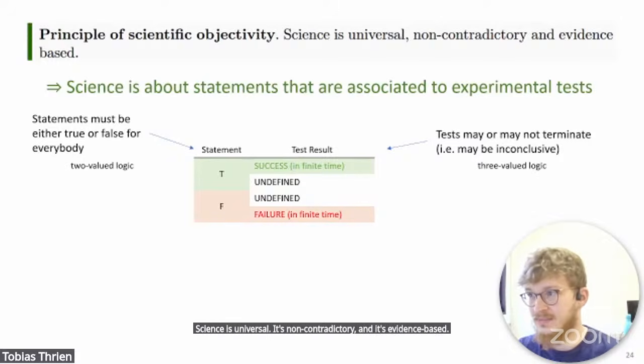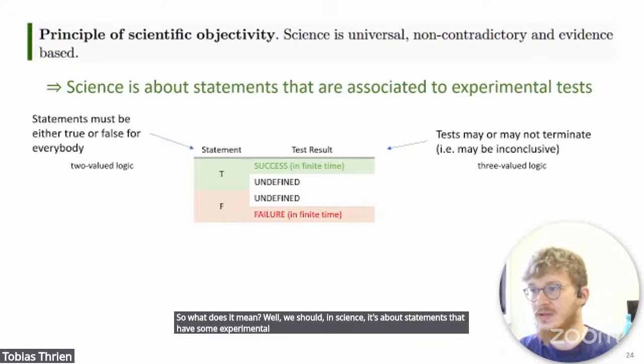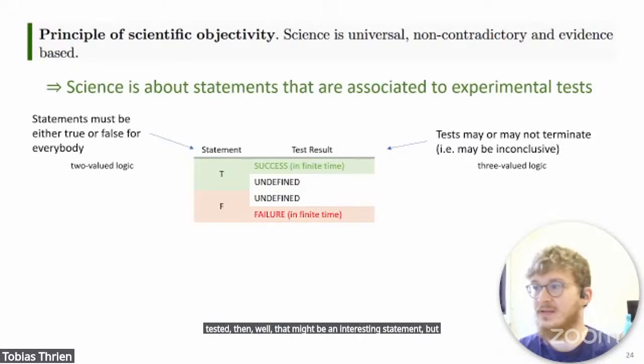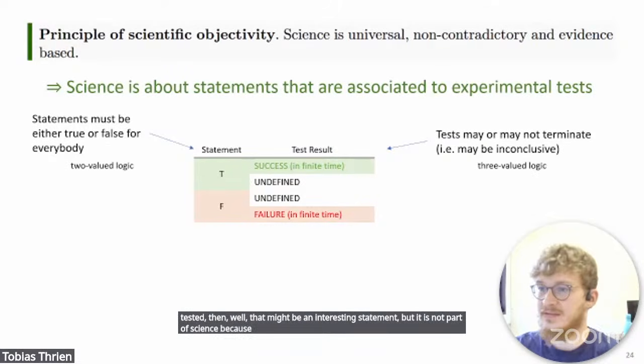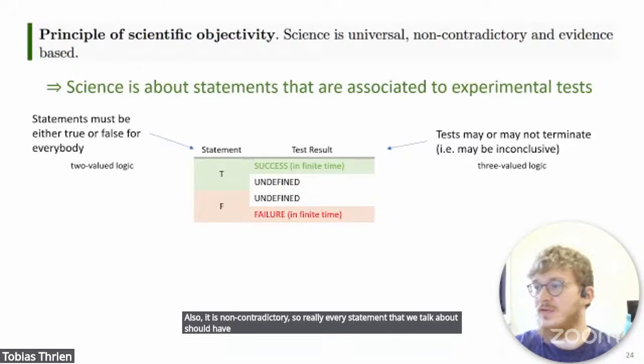So what does it mean? Well, in science, it's about statements that have some experimental test associated to it. If you can't test it, then that might be an interesting statement, but it is not part of science, because science is evidence-based. Also, it is non-contradictory. So really, every statement that we talk about should be either true or false.